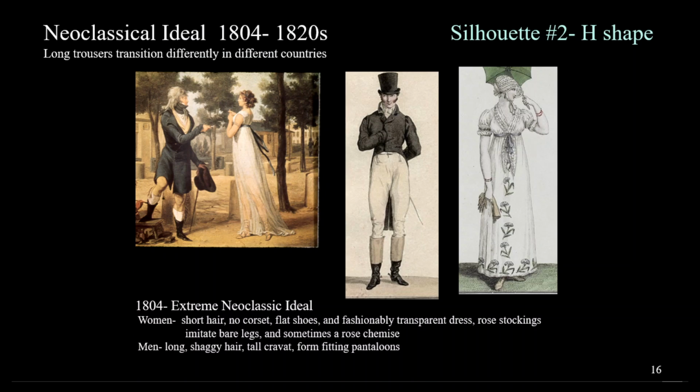Silhouette number 2 is the true neoclassical ideal from about 1804 to the 1820s. The silhouette remains essentially the same for men, the H shape, and now the women's shape matches that. The woman's skirt hem is about the same width as her shoulders. There is little emphasis on the woman's waist. It is now very high, just under the bust line.